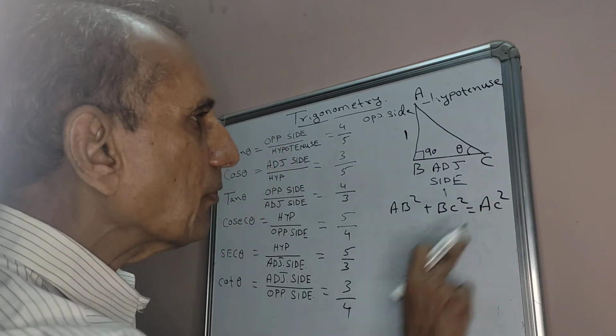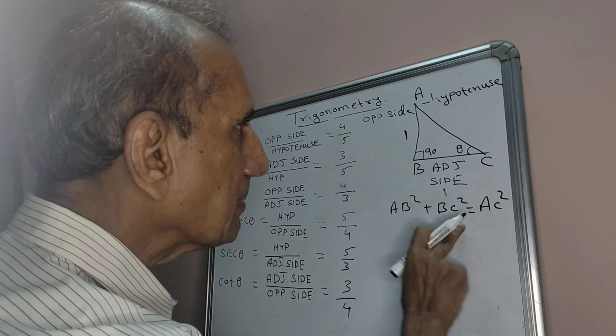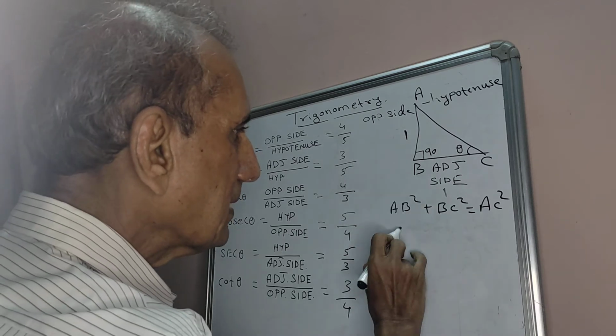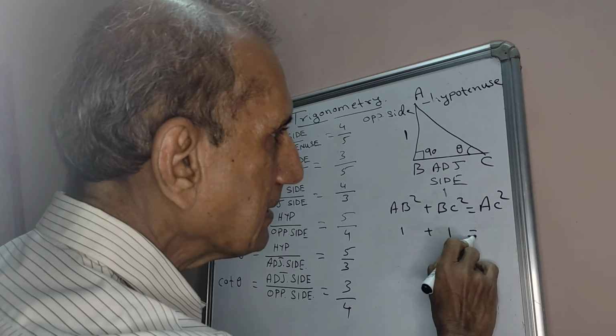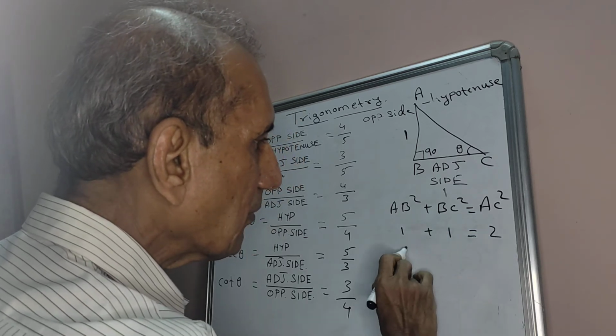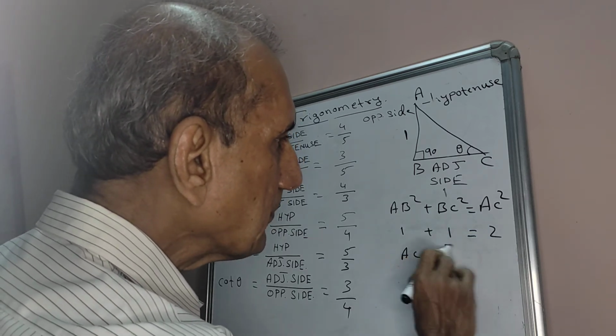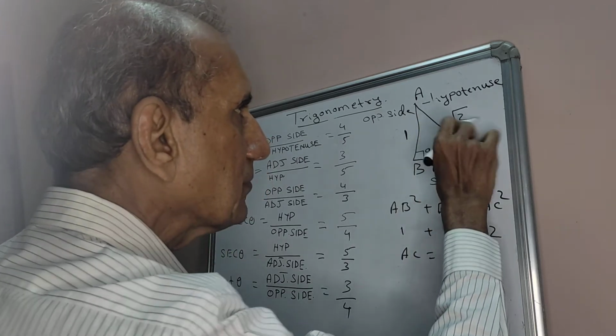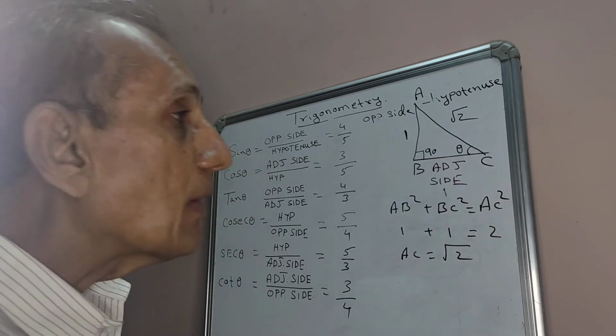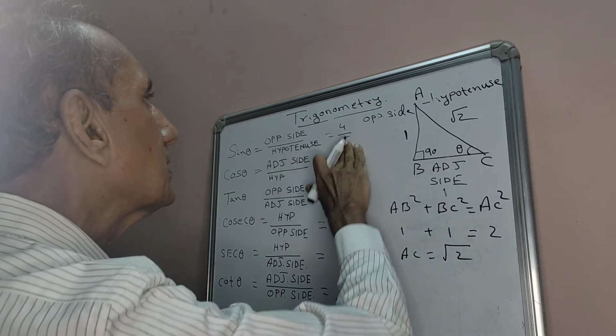Correct? Now I want to find AC. I am given AB and BC. This is 1, this is 1. So 1 square is 1 plus 1 square is 1, and I get AC square as 2. But I want AC. AC is equal to square root of 2. Now I know this is square root of 2.